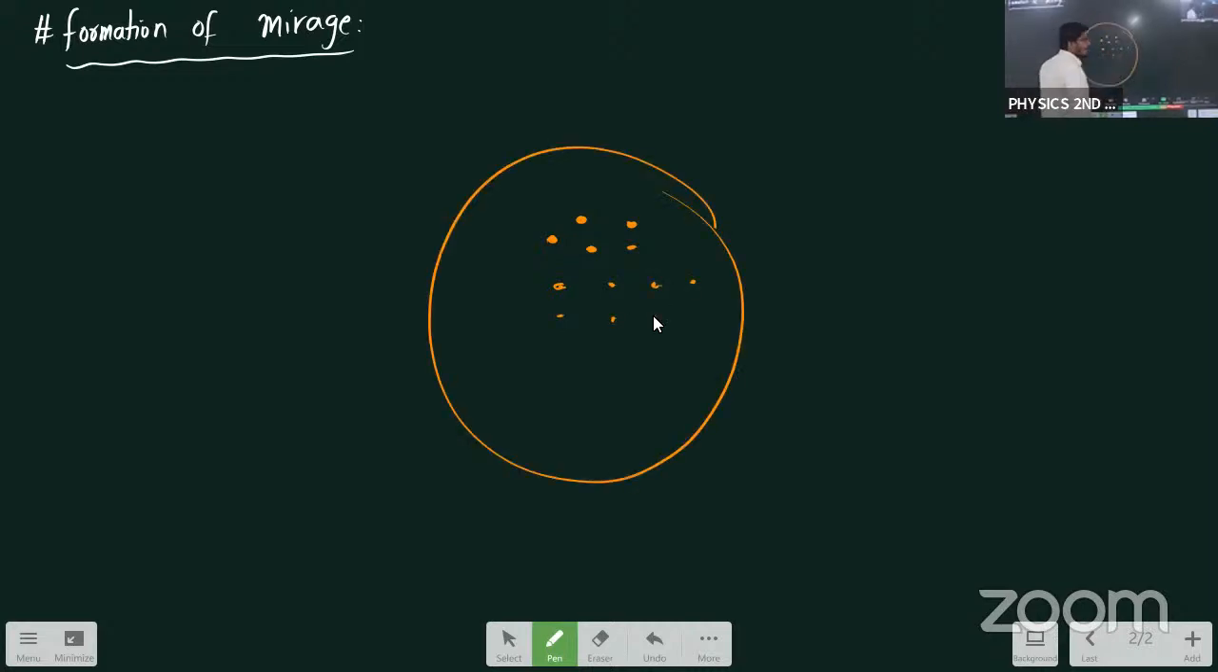Now I am starting to heat this surface. Whenever I heat this surface, what will happen? Will these molecules stay at that particular place or will they move away? Definitely they will move away from each other. This diagram will become something like this. One molecule will go here, one molecule will stay here, one molecule will come here, another molecule will go here.